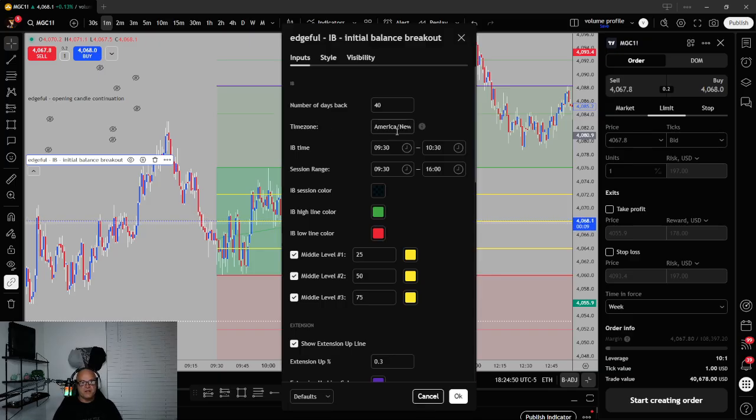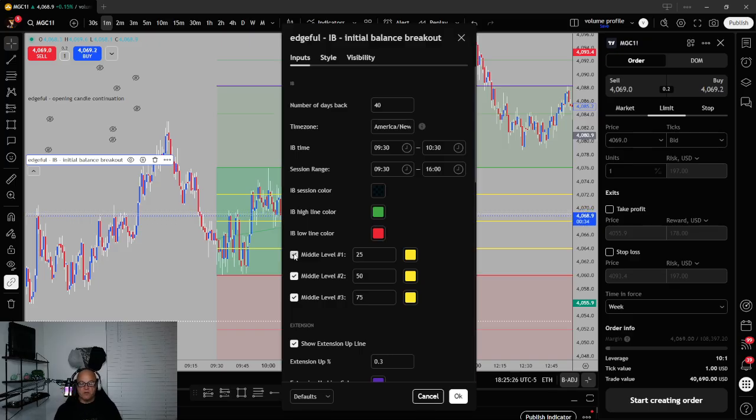Number one, make sure you're on the New York time zone and make sure that your IB time is set correctly for the first hour. The session range is the New York session, okay? So this is going to be 9:30 to 4 p.m., all right? And you can do whatever else you want with this, the high color, the low color, the IB high, IB low. This also gives you the ability to have what I call the dealing range of the first hourly candle marked on the chart, okay?